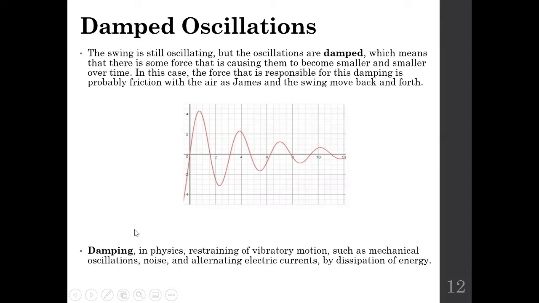So in simple words, we can say that damping is something which restrains vibratory motion. The vibratory motion can be mechanical oscillations, noise, and alternating electric currents, or anything else.